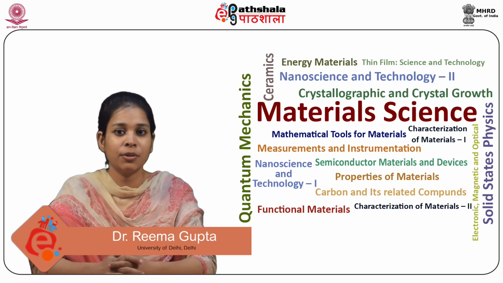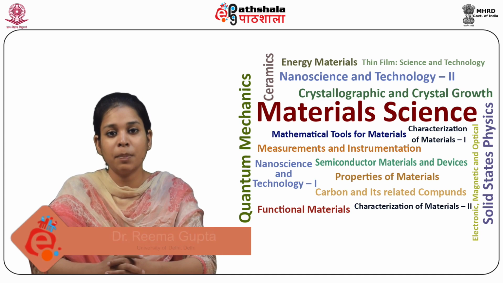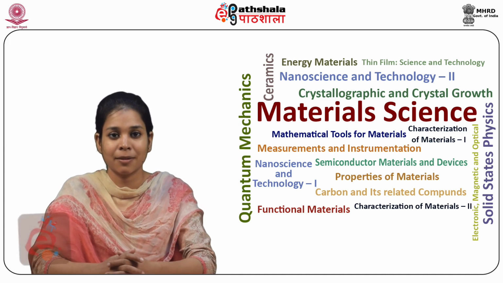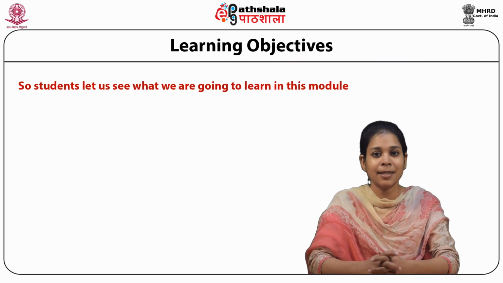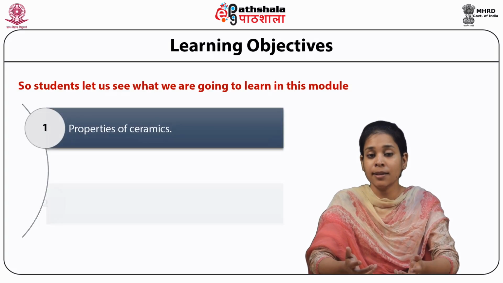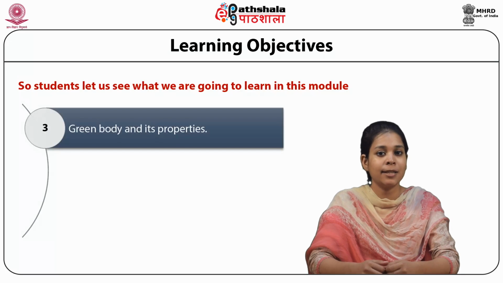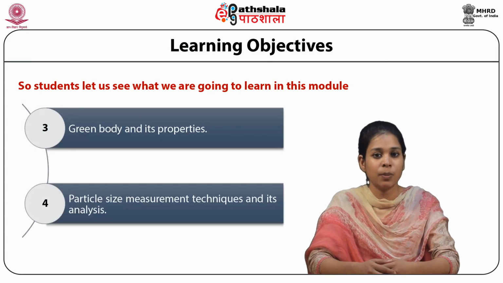Today we are going to discuss the module on particle size from the paper Processing of Ceramics. So students, let us see what we are going to learn in this module. First, properties of ceramics. Second, how we can process them, that is powder processing. Third, green body and its properties. And the last one is particle size measurement techniques and its analysis.